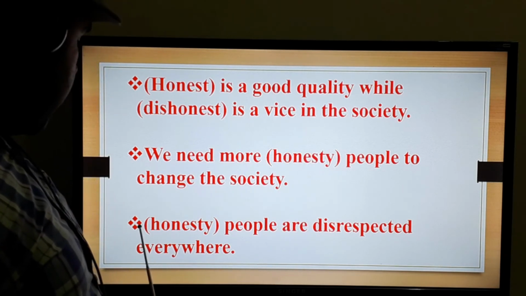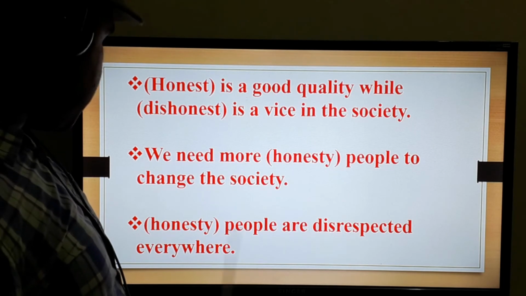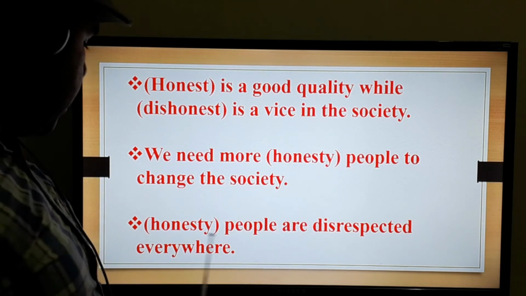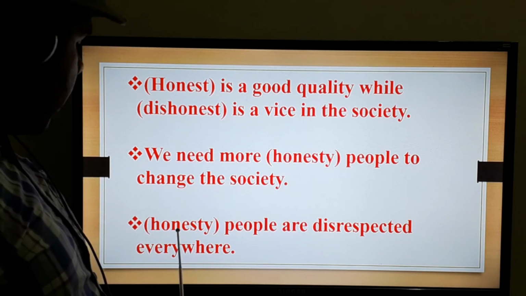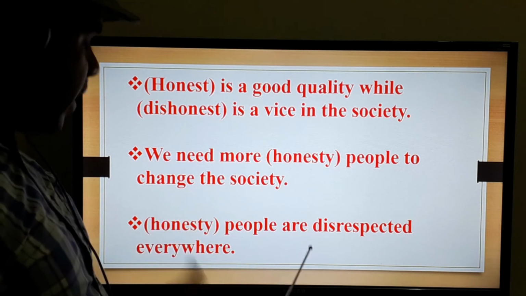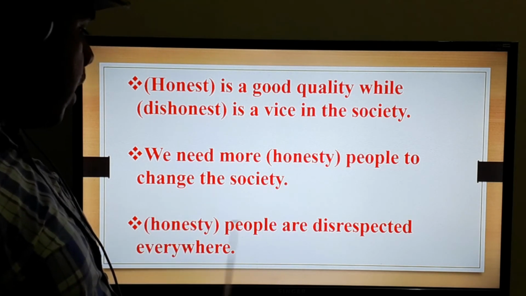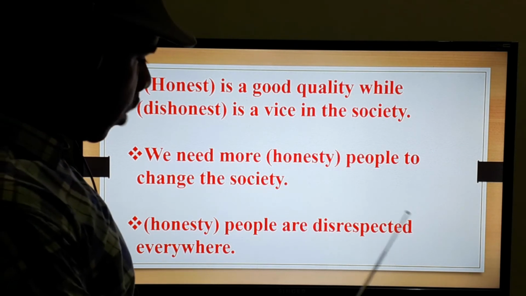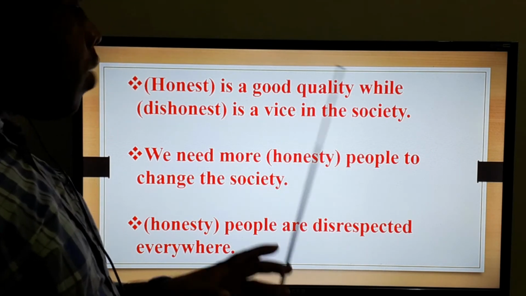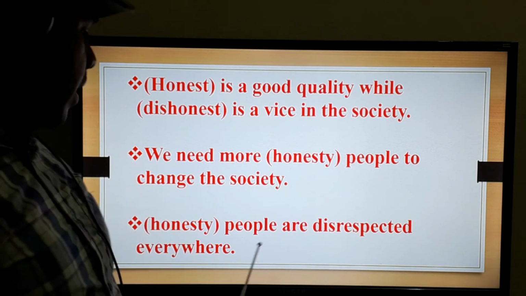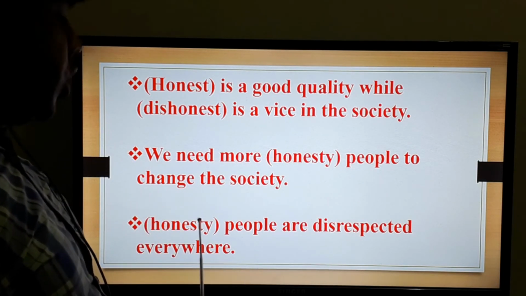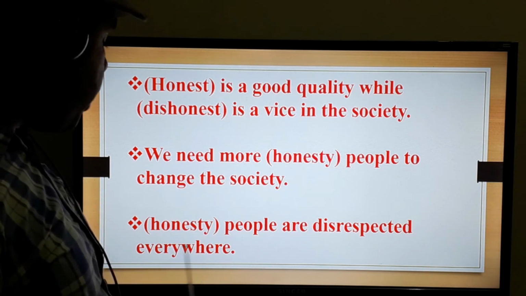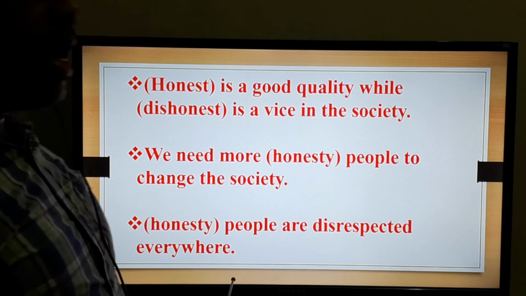Okay. So number 3: honest people are disrespected everywhere. You have to understand the meaning of the sentence. Honest people or honesty? What could be the answer? You may put honest people, but here the opposite is shown, that is disrespect. Those who are honest are respected by all, we know this. So we have to convert this word into dishonest people, not dishonesty, not honesty. Dishonest people are disrespected everywhere.